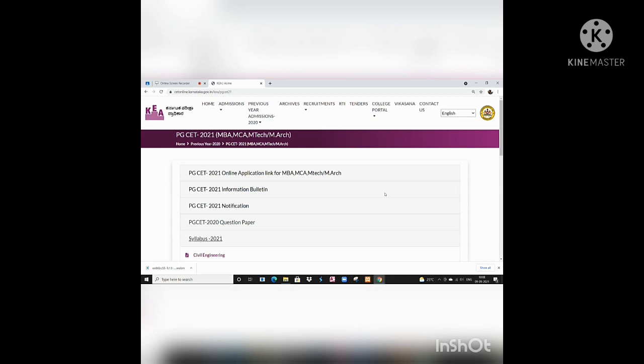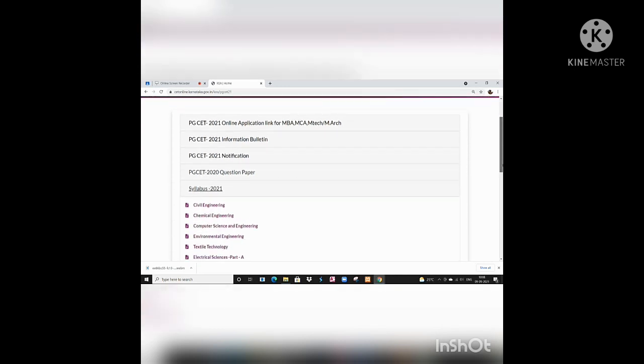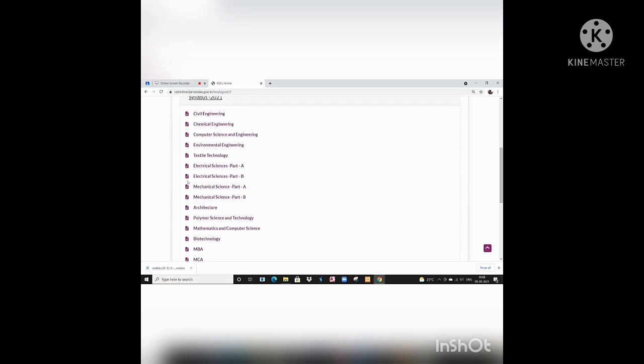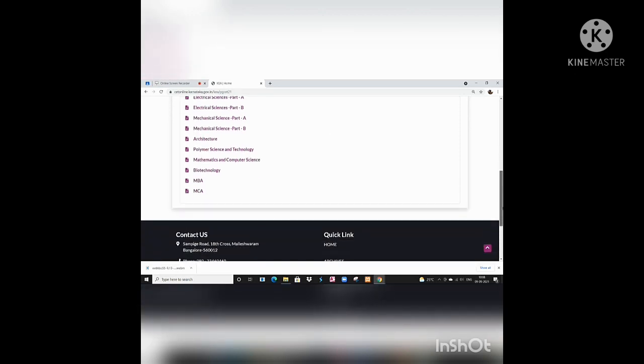2021. If you click the syllabus 2021, there are several options. Whichever you are going to pursue, say if you are interested in biotechnology, you can click over there. Or if you are interested in civil engineering, you can click over there. Similarly, if you are interested in MBA, you can click and see the syllabus, as well as the MCA. Now let's go for the MCA.